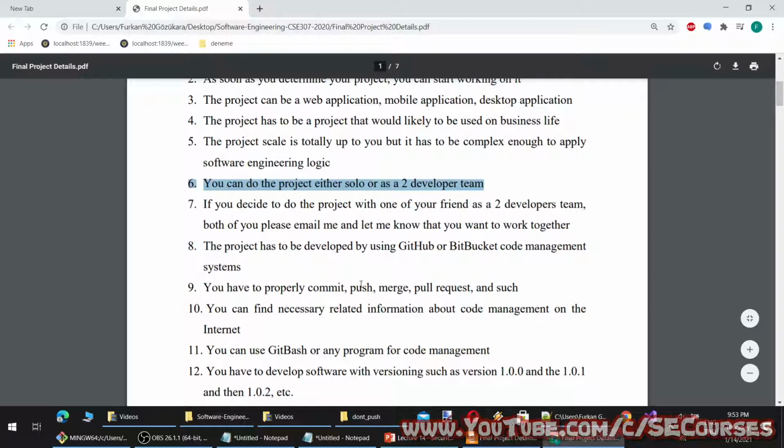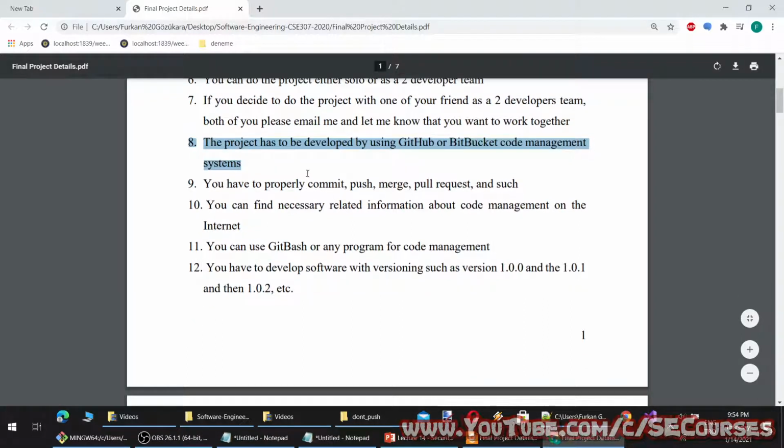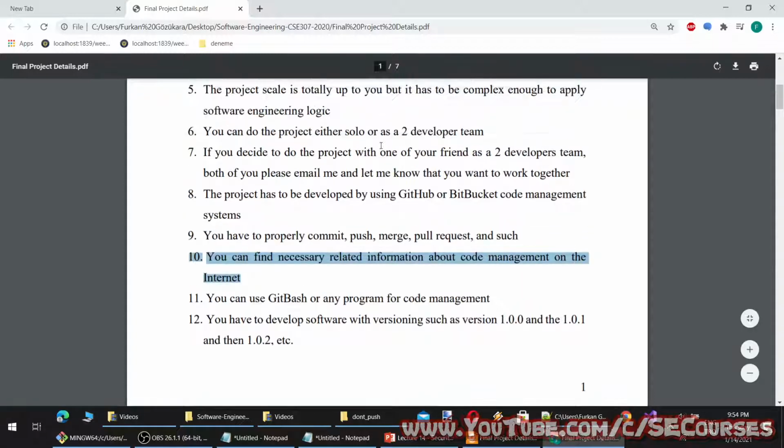6. You can do the project either solo or as a two-developer team. 7. If you decide to do the project with one of your friends as a two-developer team, both of you please email me and let me know that you want to work together. 8. The project has to be developed by using GitHub or Bitbucket code management systems. 9. You have to properly commit, push, merge, pull request, and such. 10. You can find necessary related information about code management on the internet.